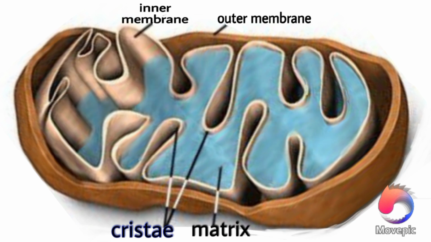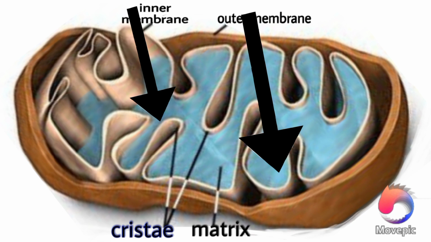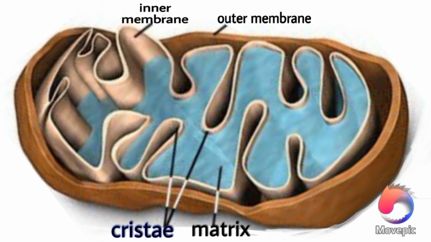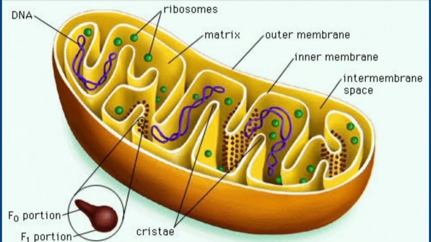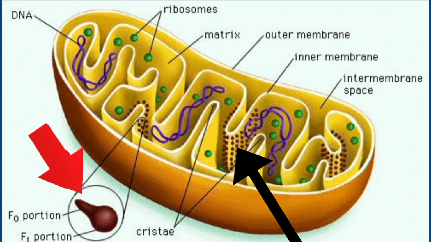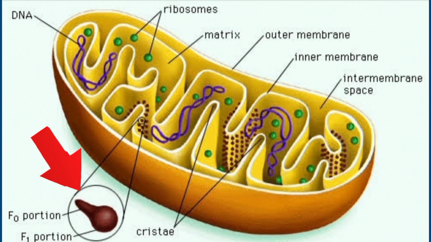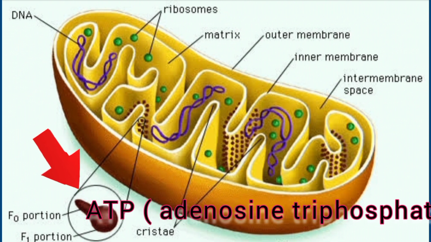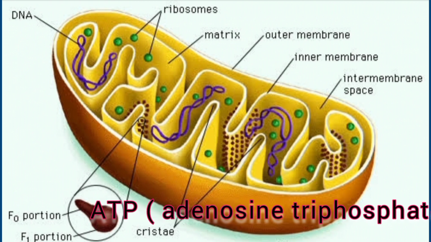The inner cavity of the mitochondria has a matrix that is proteinaceous in nature, and it contains the DNA, ribosomes and phosphate granules. The cristae are studded with some round bodies which are known as oxysomes or F0F1 particles, because they have an F0 stalk and an F1 head. Actually, it is these oxysomes that take part in the synthesis of the energy-rich ATP, that is adenosine triphosphate.